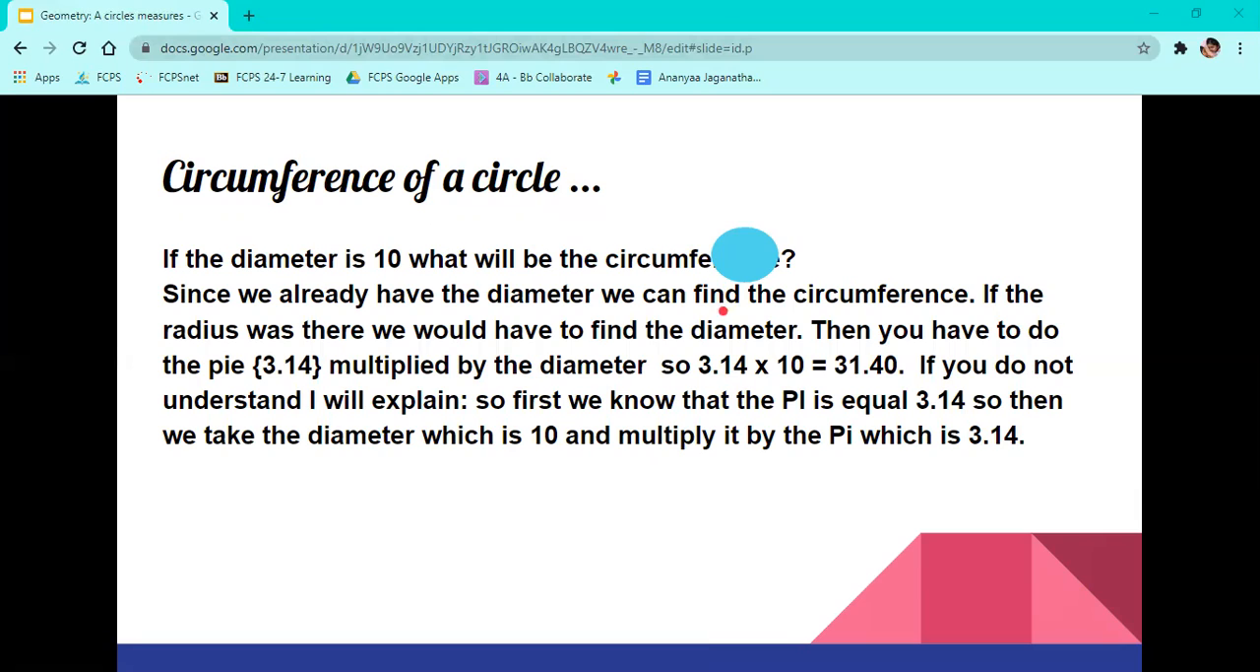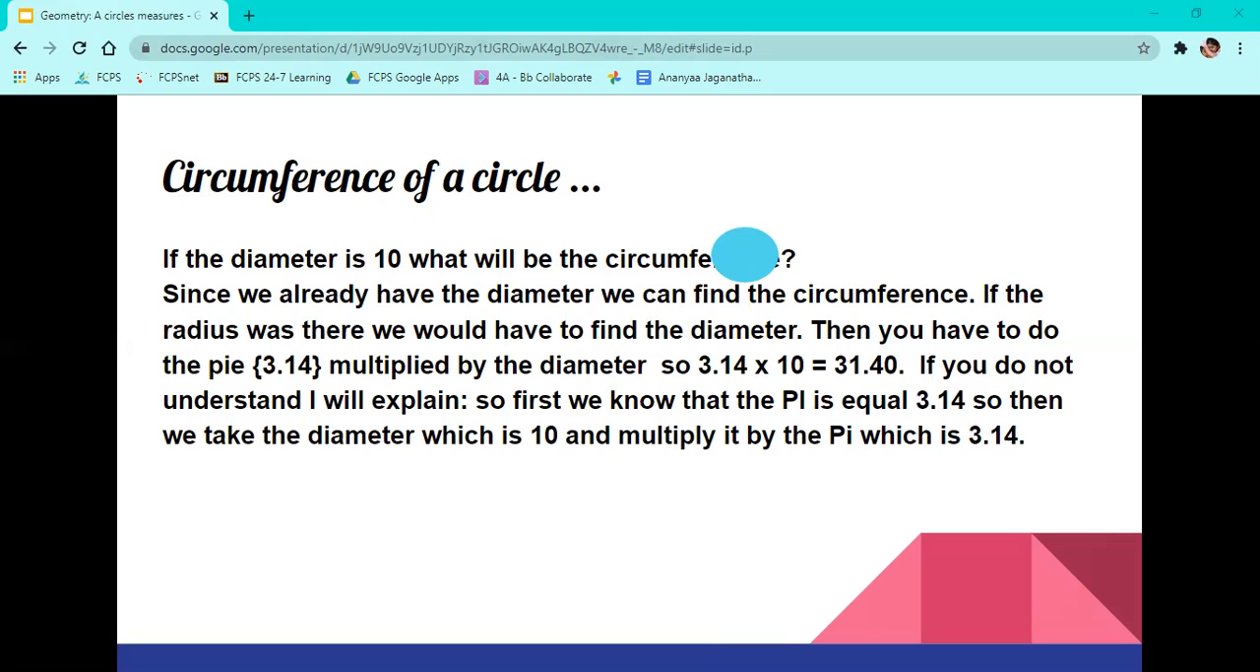So first, we know that pi is equal to 3.14. Then we take the diameter, which is 10, and multiply by pi, which is 3.14, and you get the answer 31.40 or 31.4. Also, if the radius was, say, 5, you would have to find the diameter. You just multiply by 2, and then from that, you work on the problem.